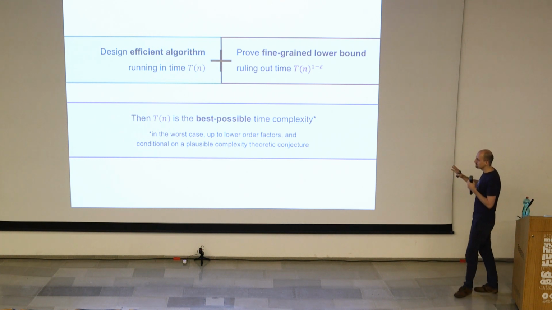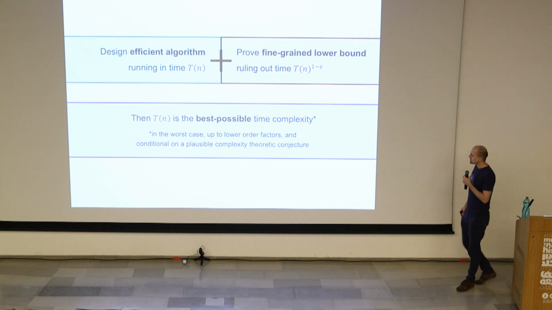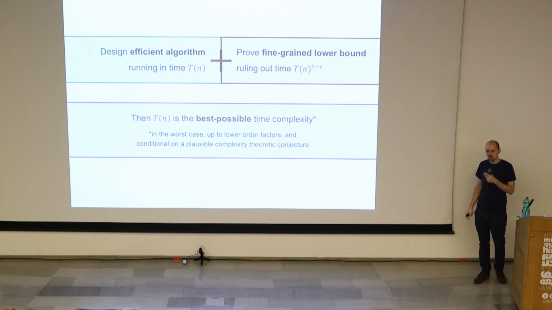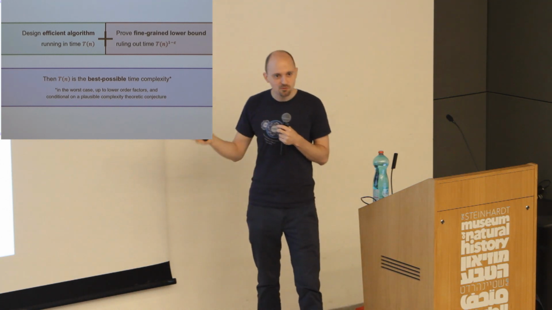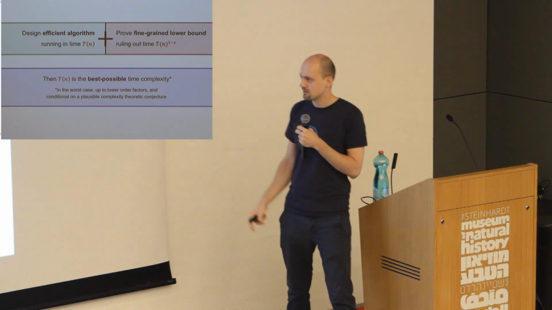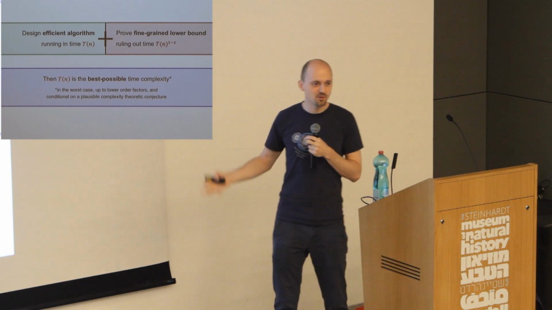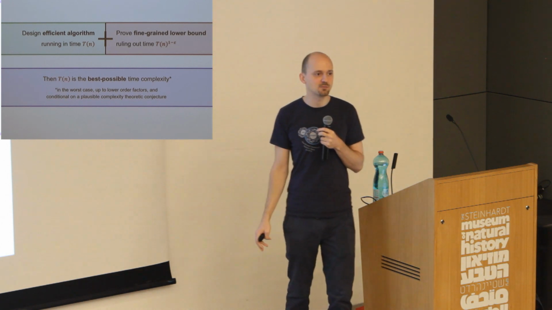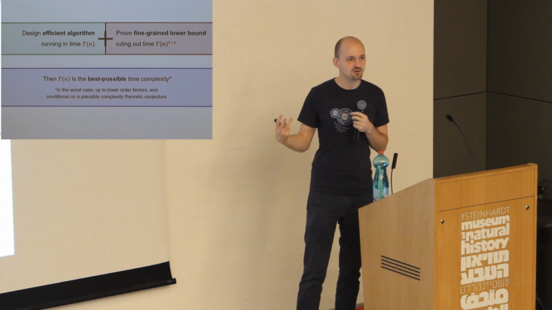All of this is in the worst case. So who knows what happens on practical instances? It's only up to lower order factors. Typically, we rule out that you can decrease the exponent by a factor 1 minus epsilon. Typically, we don't rule out that you can, for example, have additional log factor improvements. So up to lower order factors is typically how precise we work on these. And all these lower bounds only hold under some complexity theoretic assumption like this strong exponential time hypothesis. So up to this fine print, this area allows you to design best possible algorithms in some sense.